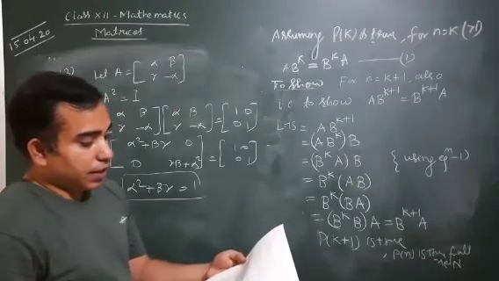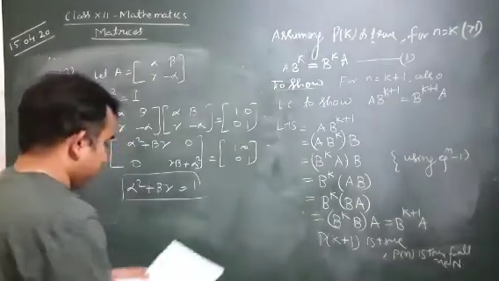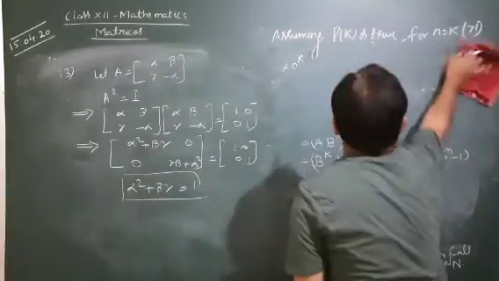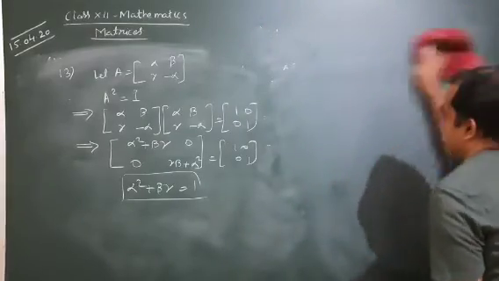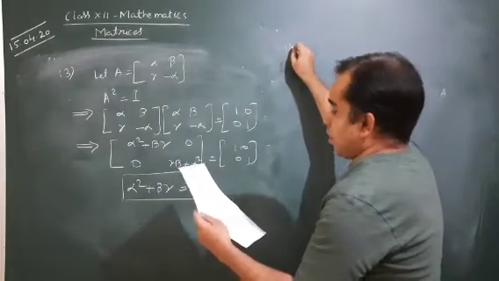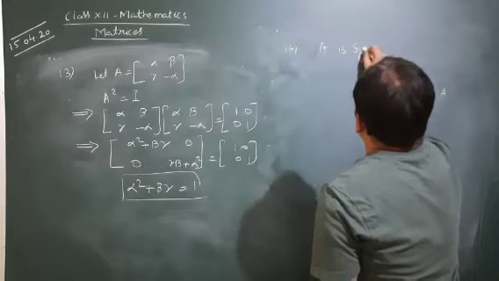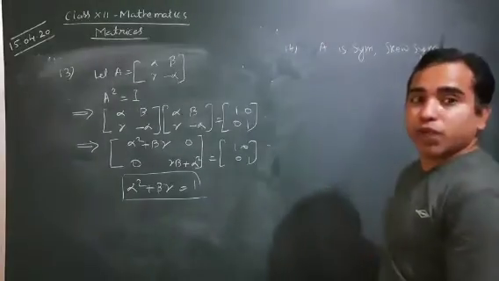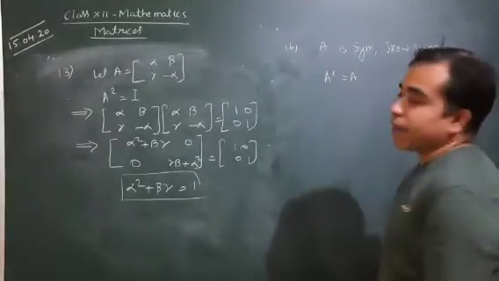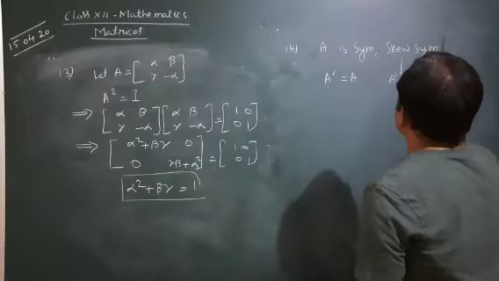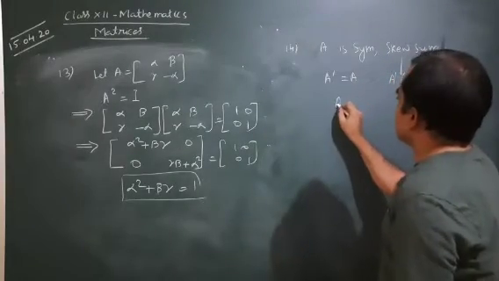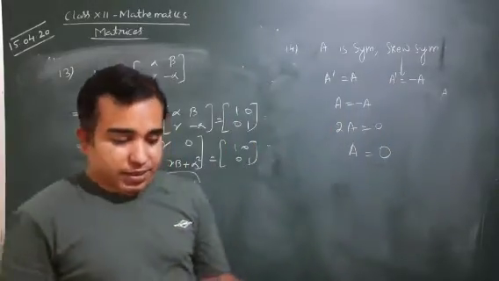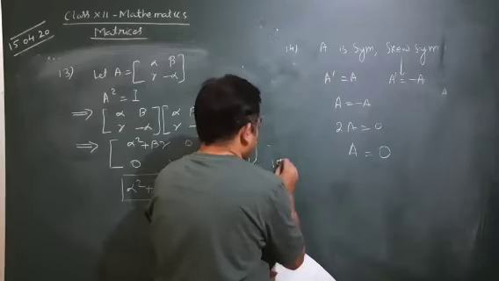Question 14 says that if A is both symmetric and skew symmetric, then it should be what? Should be diagonal, should be 0 or square. If a matrix is both symmetric and skew symmetric, so if A is symmetric, it means A transpose is equal to A. And if A is skew symmetric, it means A transpose is equal to minus A. And if I equate them both, it becomes A equals minus A. Twice A becomes 0. So A should be the 0 matrix.